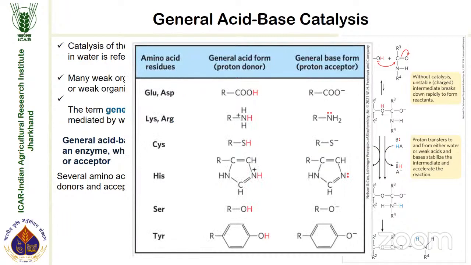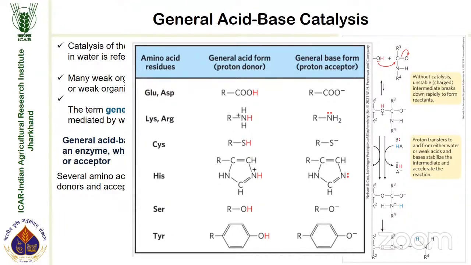The various amino acid groups are crucial in this acid base catalysis, like glutamate and aspartate. These are proton donors, like weak acids, and then lysine and arginine. They can also act as an acid and base. Then cysteine, histidine, serine and tyrosine. So the microenvironment of the active site determines the nature of these active amino acid residues, whether they will act as a base or acid.